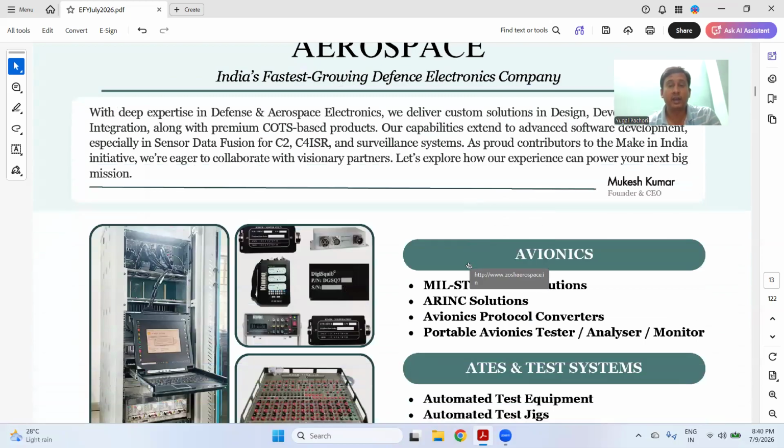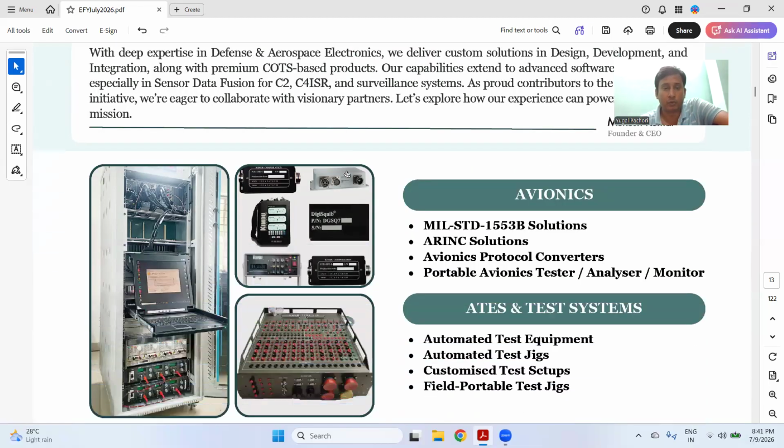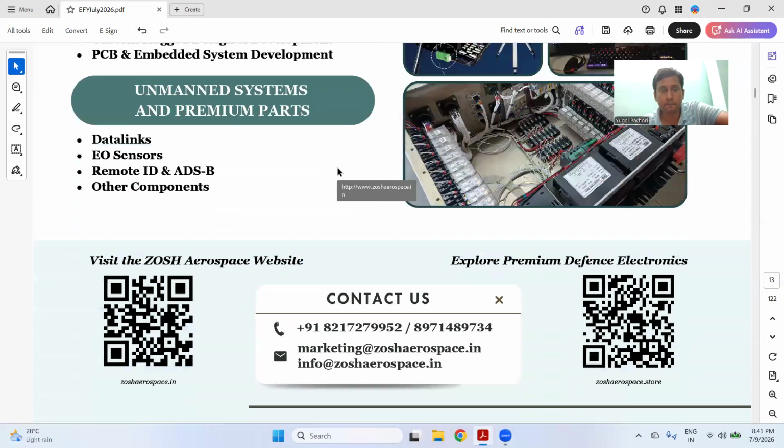So this is again an advertisement from Josh Aerospace. It is a company in aerospace, India's fastest growing defense electronics company. So those who want to work in the area of aviation or aerospace can contact this company. They are working in the defense sector, and if you want to apply in the defense sector, you can go for this particular company. They provide a lot of solutions. They have avionics, ATEs, and test systems. So they are providing such kinds of solutions. And if you are in the field of avionics or aerospace, you can contact this company, which has the website joshaerospace.in.